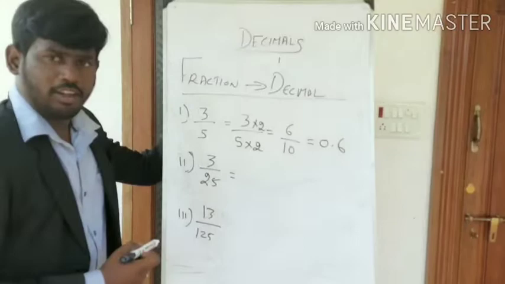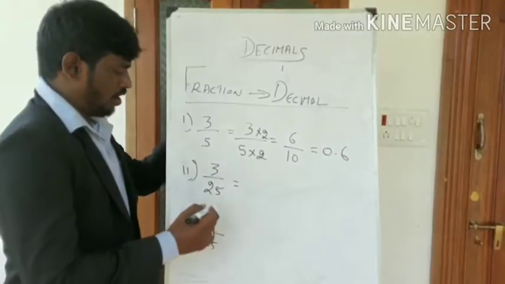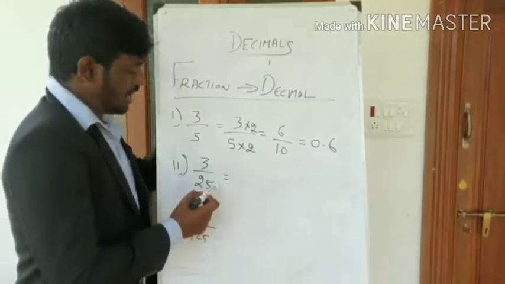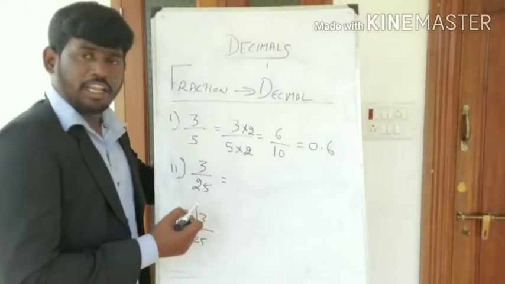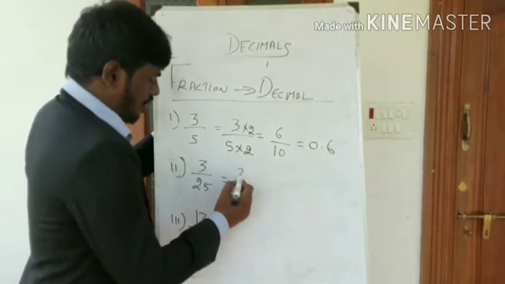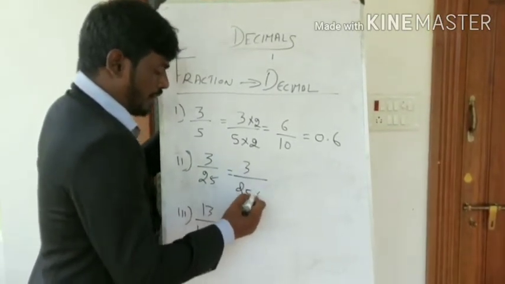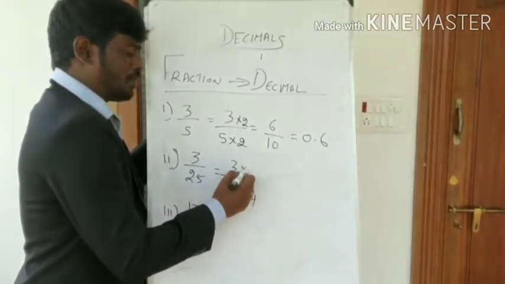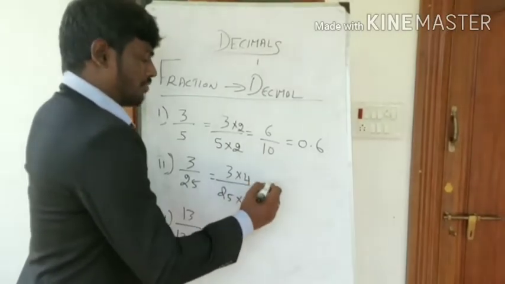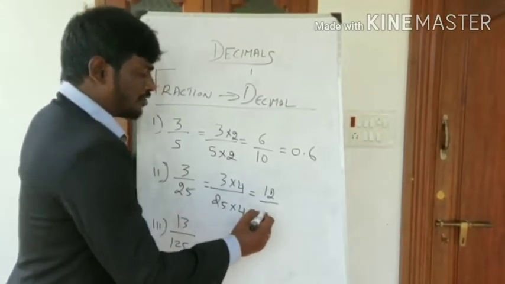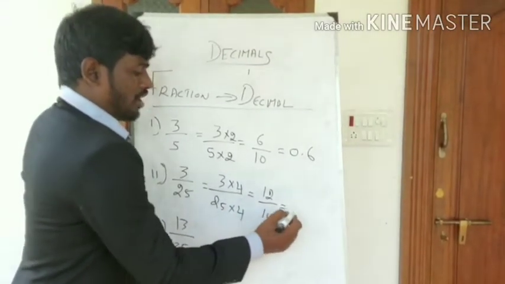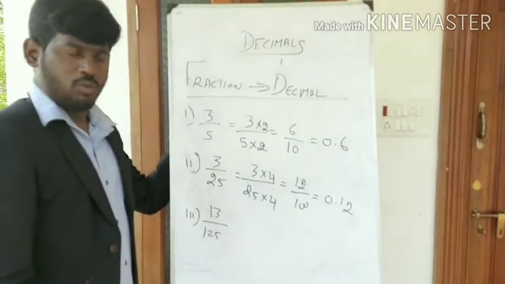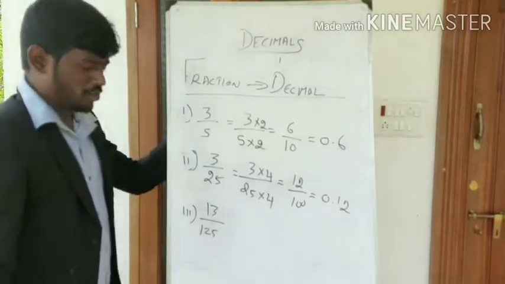Next question. It was 3 by 25. So I want to make the denominator 10, 100 or 1000. Here I cannot make it 10, but I can make it 100. How? 3 by 25. If you multiply the 25 by 4, you will get 100. The same number you multiply with the numerator. 3 4s are 12. 25 4s are 100. Now I can write it as 0.12. Next, the third question.